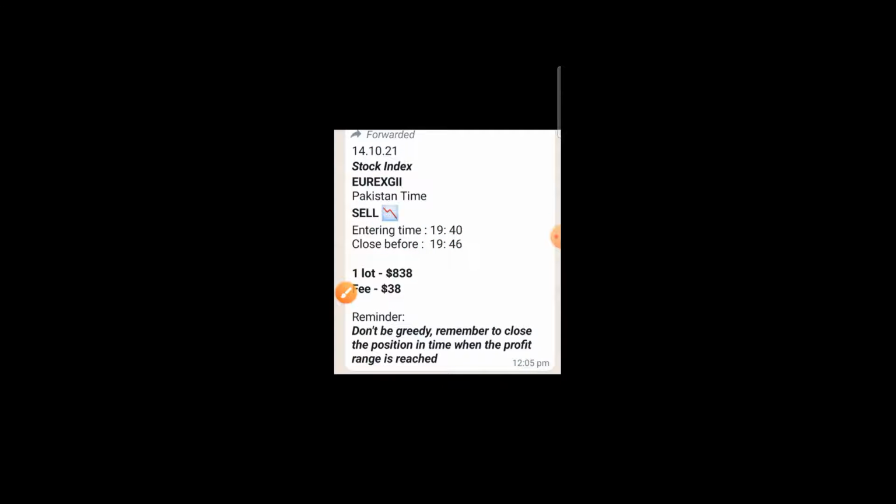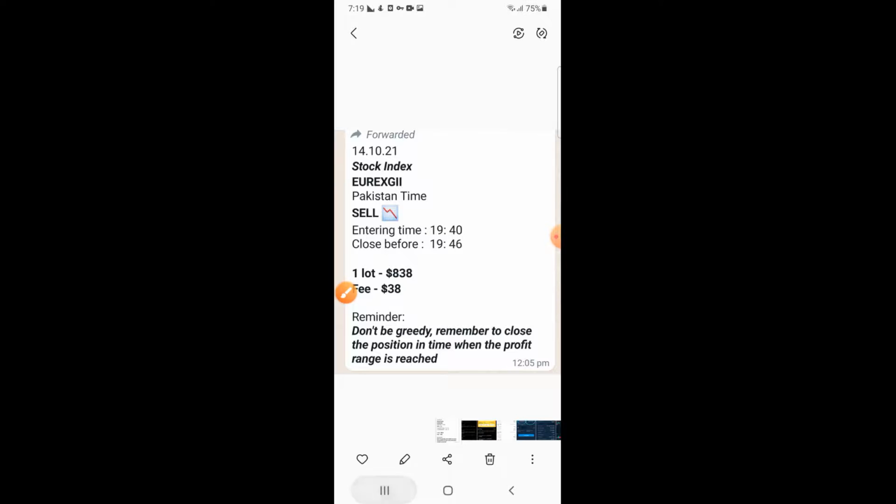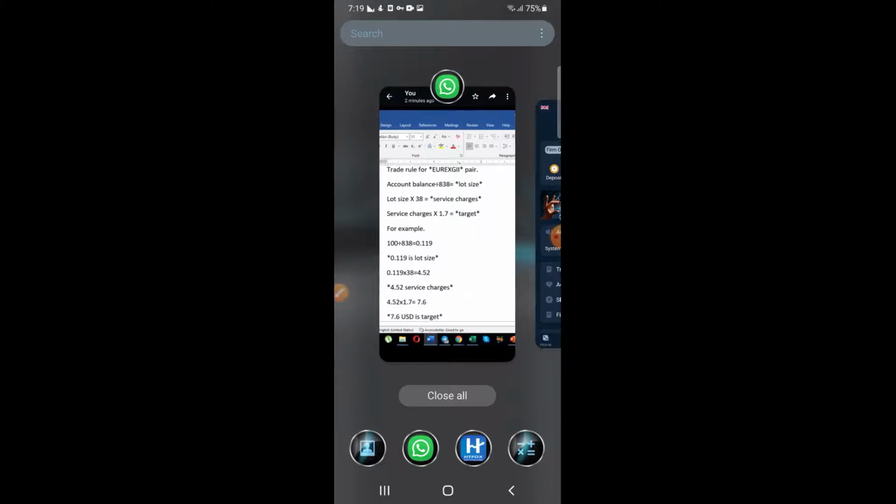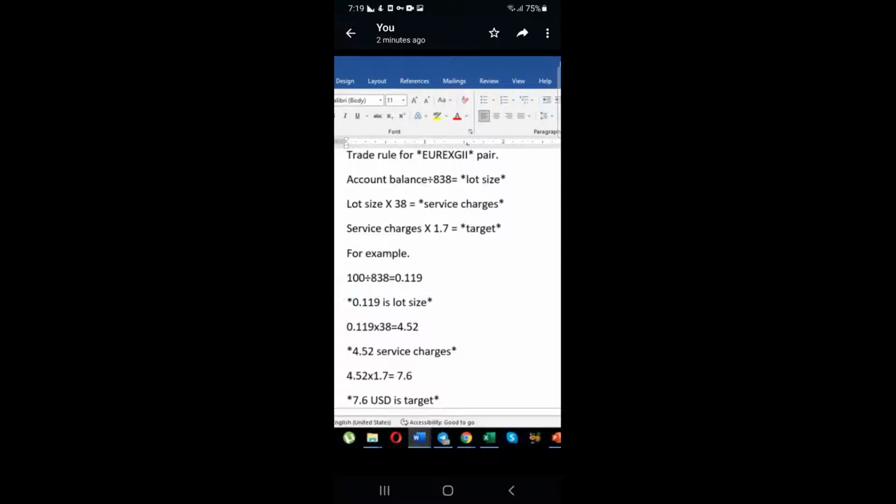First I am calculating this. I am showing you the formula for the pair, as you will see here. The formula is: account balance divided by 838 equals lot size. In this way, here is the first step. See how to calculate this.